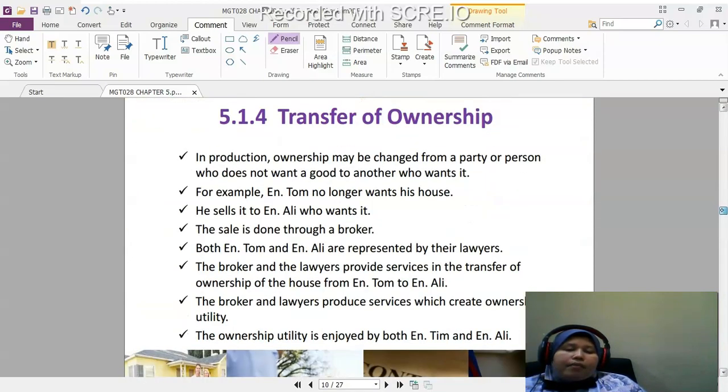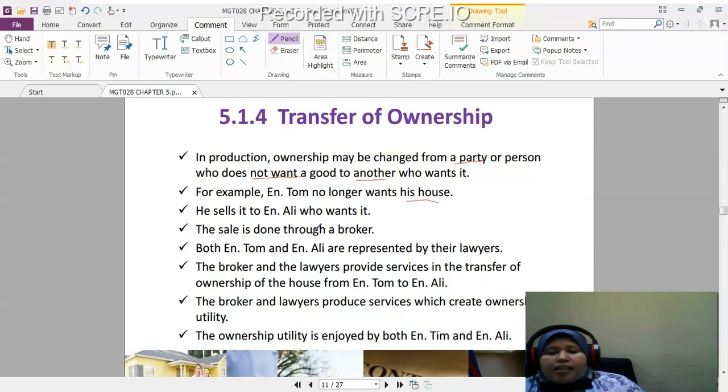Okay, that is transfer. Now we look at transfer of ownership. Okay, what they say in transfer of ownership. In production, ownership may be changed from a party or person who does not want a good to another who wants it. For example, Encik Tom no longer wants his house. He sells it to Encik Ali who wants it.